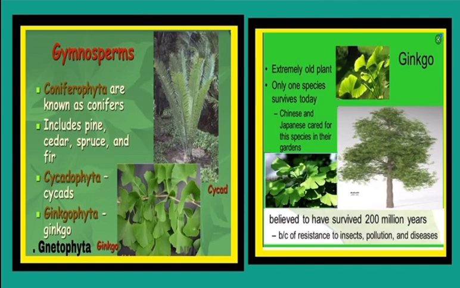And note interesting point about ginkgo. It is extremely old plant and believed to have survived 200 million years. Only its one species survived today. Chinese and Japanese cared for this species in their garden. It is resistant to insects, pollution and diseases.